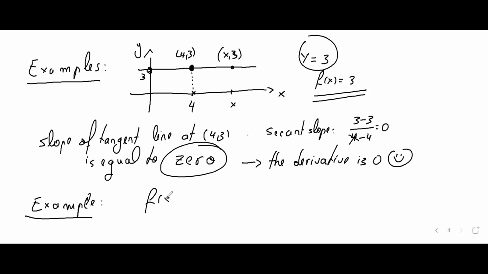Let's say f of x equals, I don't know, 3x. So let's graph this particular function. I'm going to move on to the next page here. Example, let's write again. I have to copy that again. You don't have to write again, folks. f of x equals 3x.